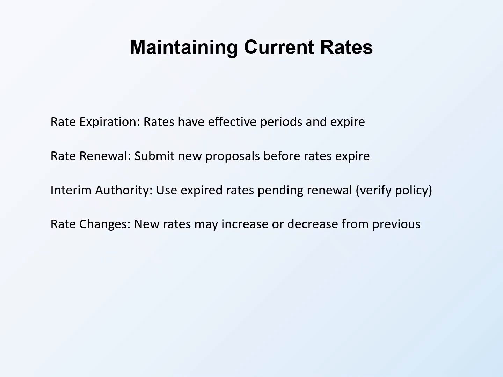Rate renewal requires submitting new proposals before current rates expire. Starting the renewal process early provides time for agency review and negotiation before the current rates lapse. Organizations should begin renewal activities at least several months before rate expiration. Interim authority may allow use of expired rates pending renewal in some circumstances. Federal policy has varied on this point, so verify current guidance. Even with interim authority, expired rates create uncertainty and administrative complexity that proactive renewal avoids.